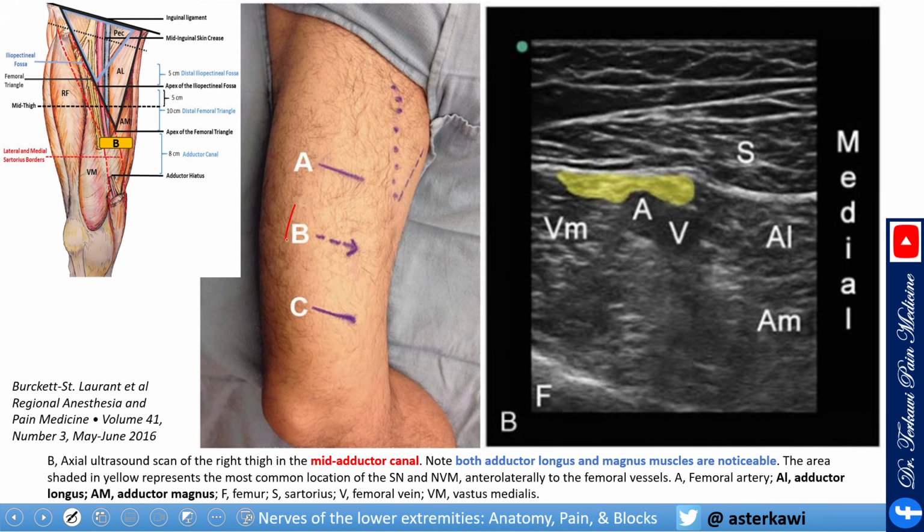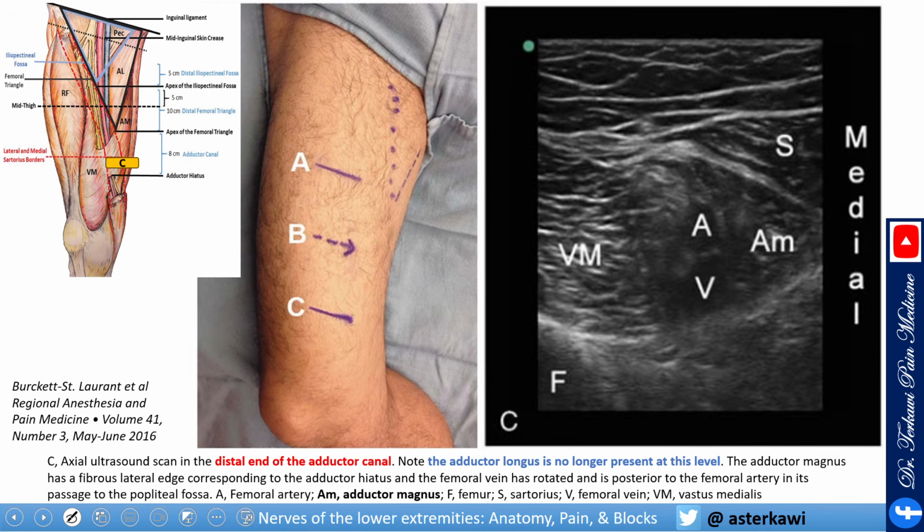Now we move to B, which is at the level of the mid-adductor canal. Here you notice how the vessels moved slightly lateral, and both the adductor longus and magnus muscles are noticeable. So longus, magnus, underneath there.